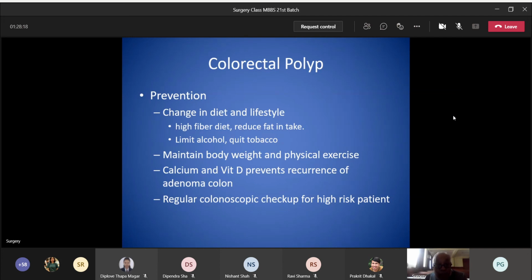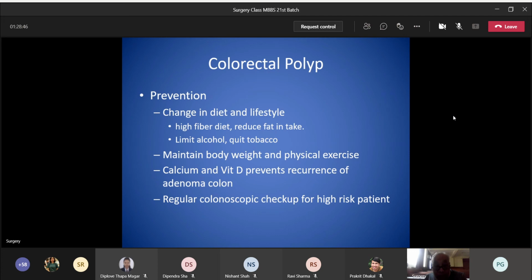You have to quit the tobacco. Or you can stay even with the person who is having tobacco itself. Maintain body weight and physical exercise. That's very, very important. What one can do very easily. Then have calcium or vitamin D, and that prevents a lot of disease of carcinoma. That's very important. And regular colonoscopic checkup for high risk patients every 6 months.